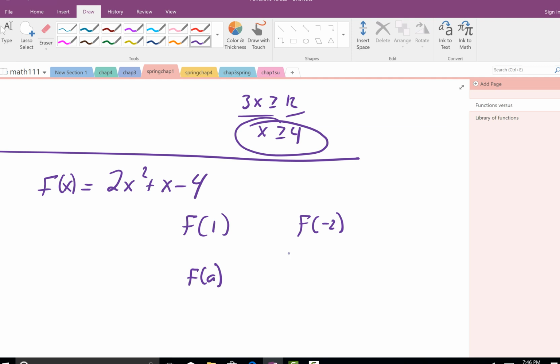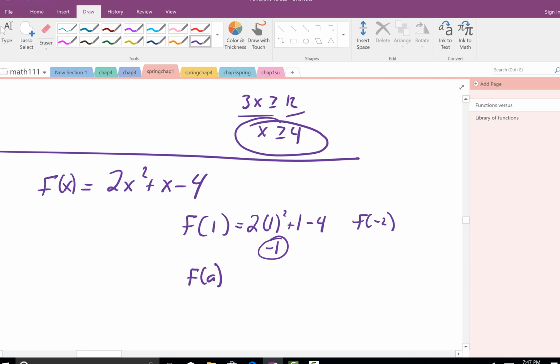I'm going to move this over a little bit. So I'm just going to go like this: 2 times 1 squared plus 1 minus 4. I can do that in my head, or put it in decimals, whatever you want. But all you're doing is taking that 1 and substituting it in wherever x is. Now I just work it out. 1 squared times 2 is 2, plus 1 is 3, minus 4 is going to be negative 1.